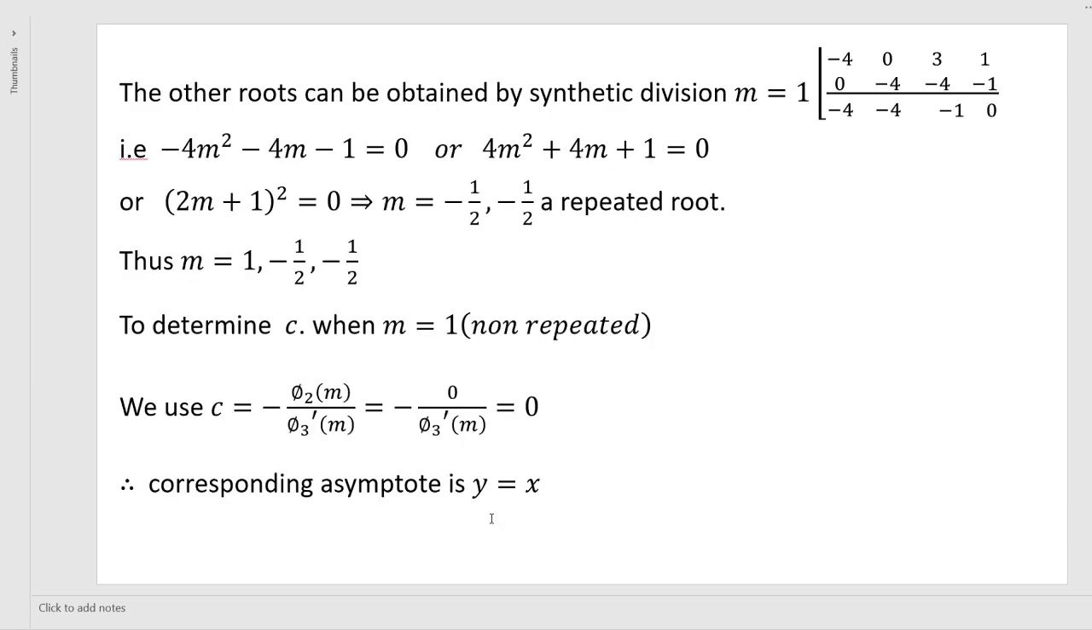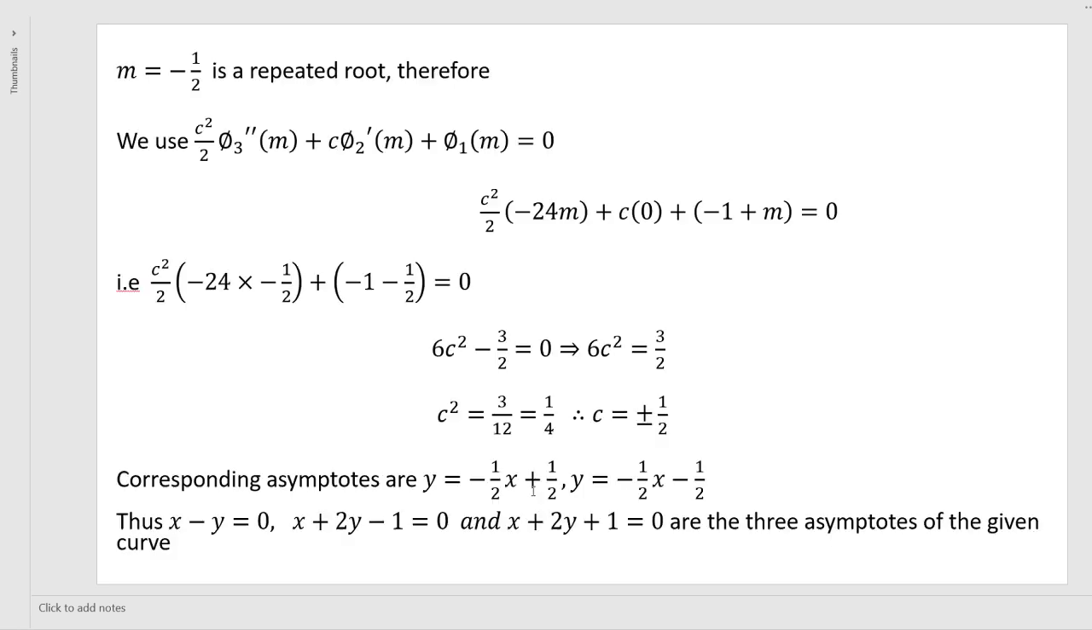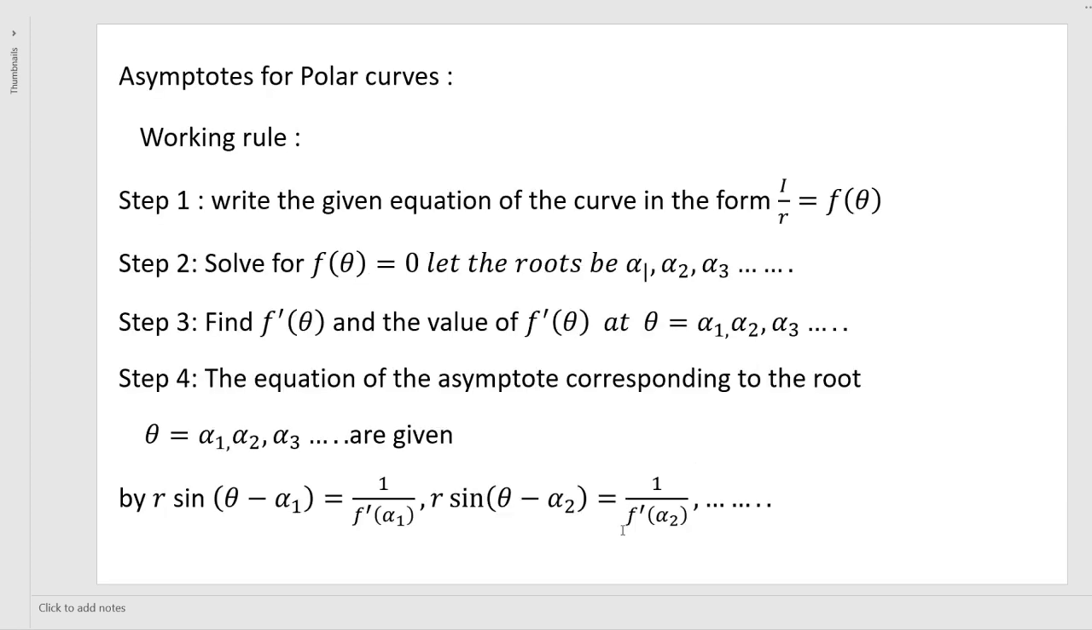The first one is y is equal to x. This can be written as x minus y is equal to 0. Taking the LCM and shifting all terms to the left hand side, we have x plus 2y minus 1 is equal to 0. Next, x plus 2y plus 1 is equal to 0. These are the three asymptotes for the given curve.